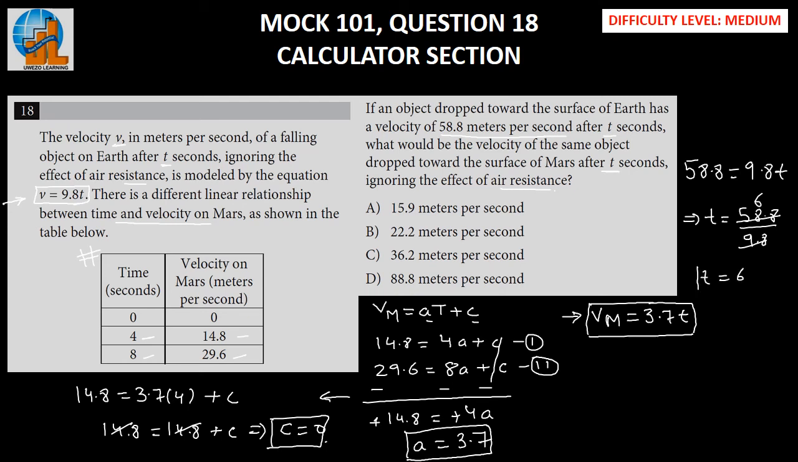So we know t = 6 when the velocity is 58.8. Let's substitute t = 6 here. So we find Vm = 3.7 times 6. This comes to somewhere close to 22.2. So let's look at the options here. Option B is the right answer.